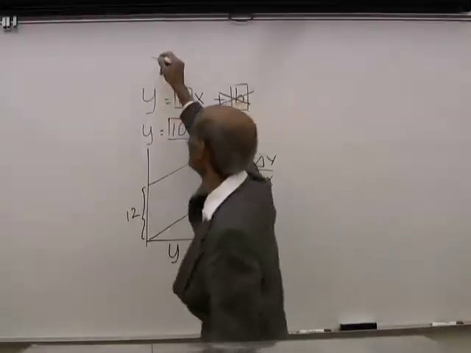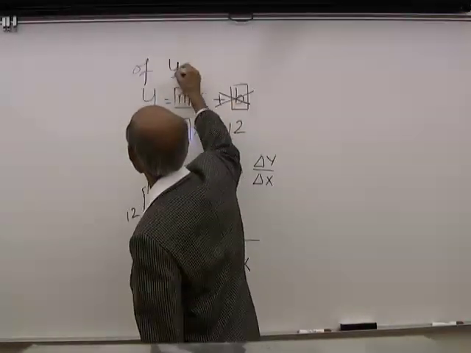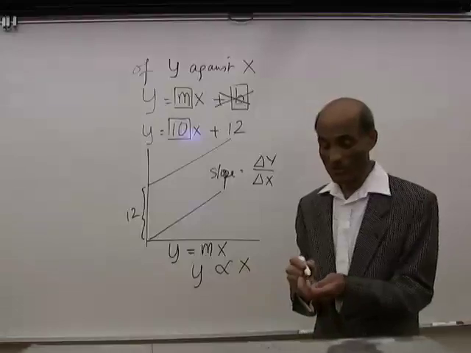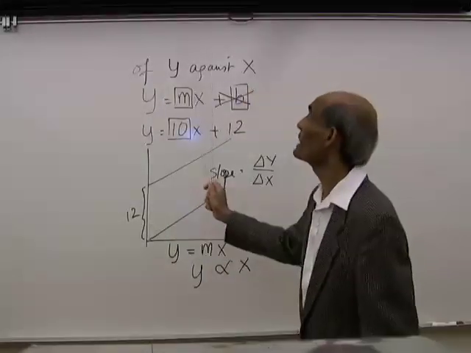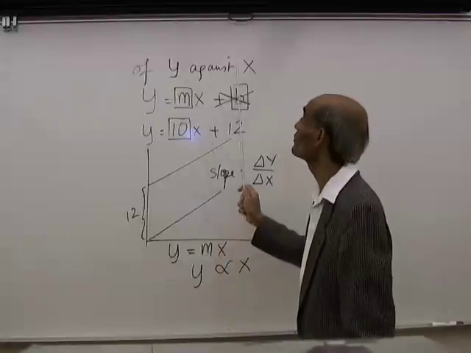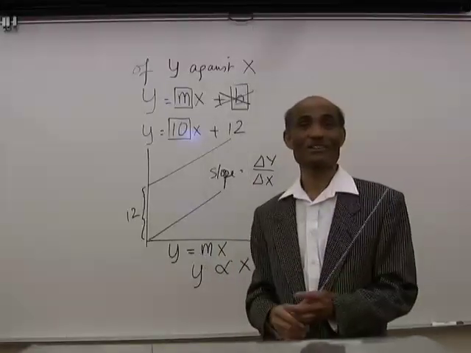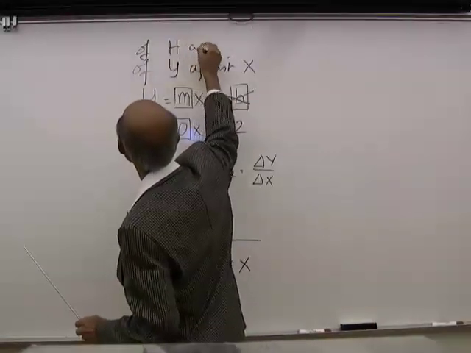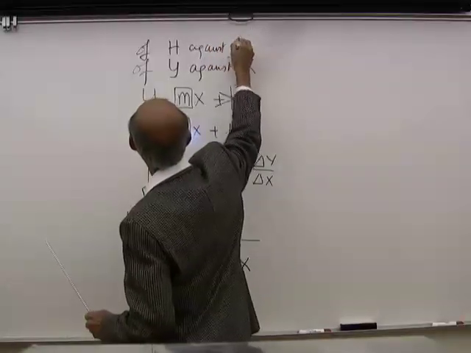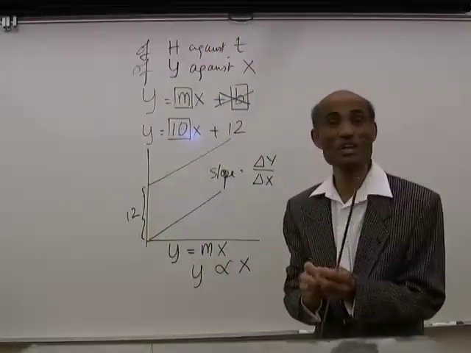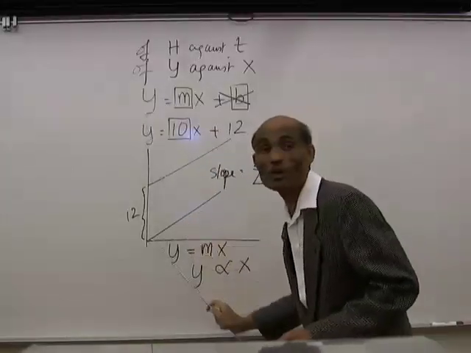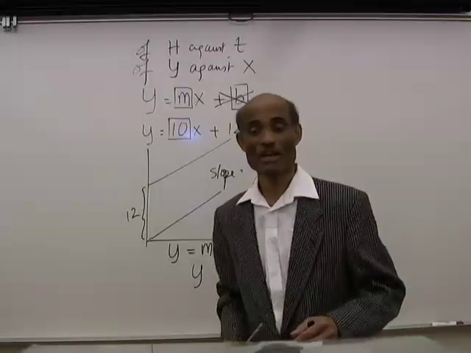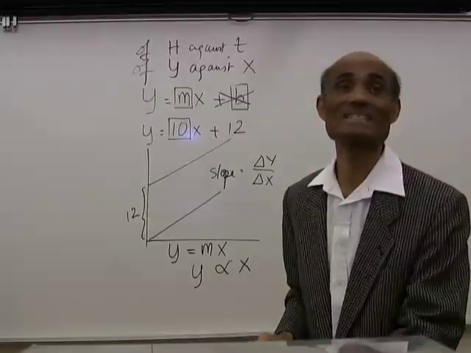Now, I use the term a graph of y against x. You see, a graph of y against x means y on the vertical axis and x on the horizontal axis. Tell me, how do you draw a graph of h against t? A graph of h against t means h on the vertical axis and t on the horizontal axis. That is the meaning of a graph of h against t.